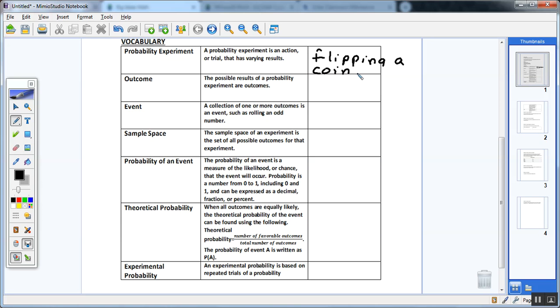Then the outcome. The outcome is the possible results of a probability experiment. They're called outcomes. If we're using flipping a coin as our probability experiment, what are your possible outcomes, kids? I always say heads or tails. I always say there's three possibilities, because it could land standing straight up, couldn't it? It could, couldn't it?